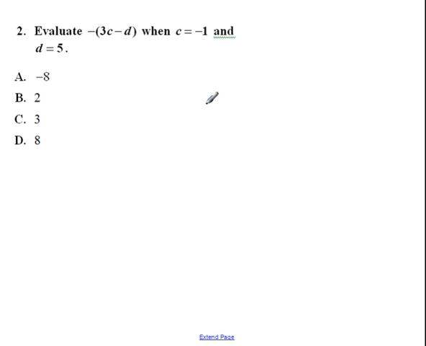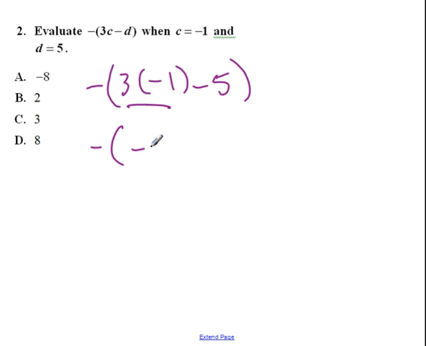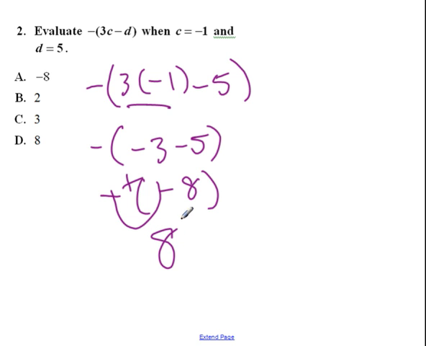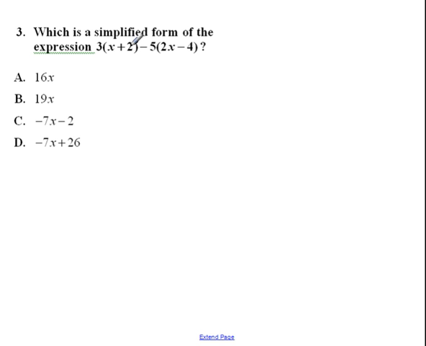Number 2, just a little plug some numbers in here, make sure we take care of our negative signs. So minus 3, I'm going to put in parentheses my negative 1 minus my d, which is 5. So order of operations stuff is all we're really doing here. Going to make sure we take care of this first. That's minus times negative 3 now minus 5. So the negative of negative 8. And we all know that two negatives make a positive. So we're looking for that positive 8. So far so good. Should be feeling good about our test.